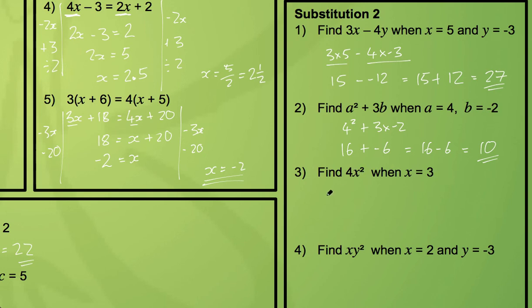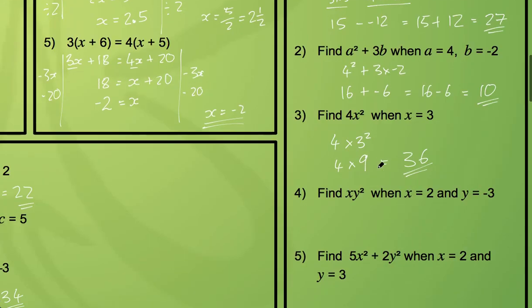4x squared when x is 3. I need to remember that indices have to happen before multiplying. So I don't do 4 times 3 is 12 and square it. Instead, I do 3 squared, which is 9, and then do the multiplication. 4 times 9 is 36.